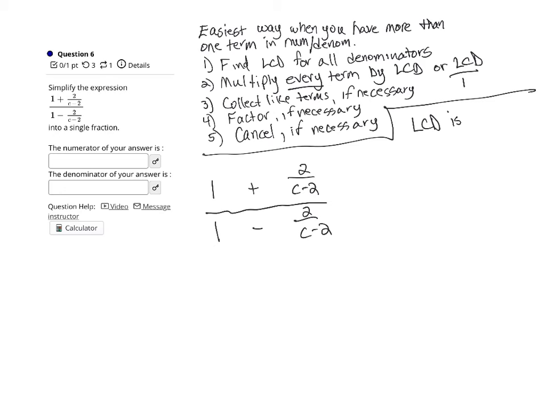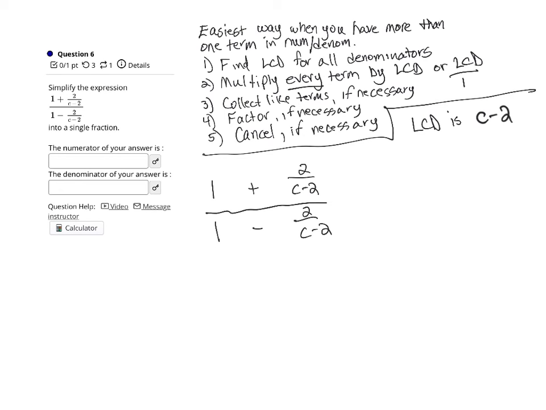Now, there are two methods to simplify this complex fraction. I'm going to show you the easier method when you have more than one term in the complex fraction. I think this is just the easier way. So first, you look at your denominators and you find your LCD. Well, that is c minus 2. That's the only denominator, right?